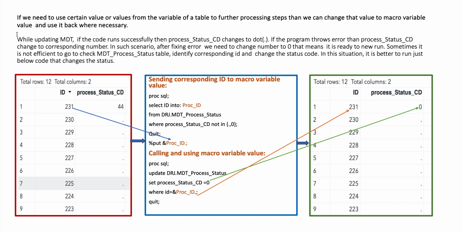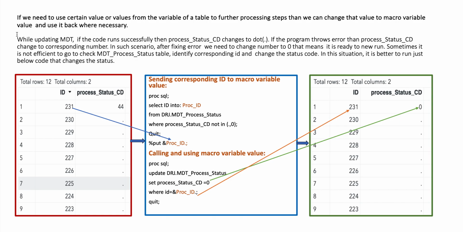While updating the master data table, if the code runs successfully, then the process status code changes to dot. If the program throws an error, then the process status code changes to the corresponding number. That number represents a certain type of error. In such a scenario, after fixing the error, we need to change the number to 0. That means it is ready for a new run.